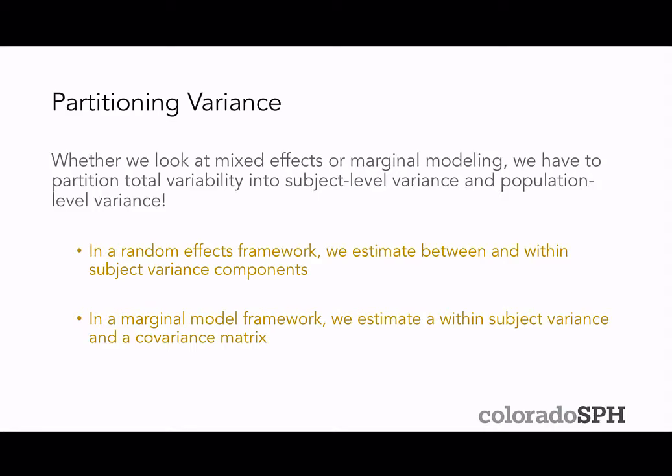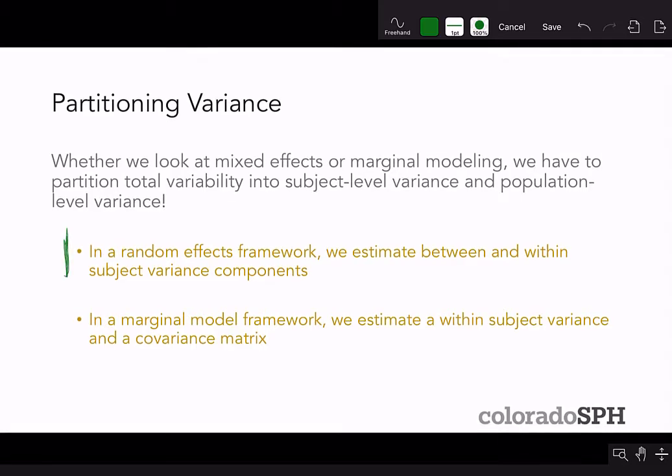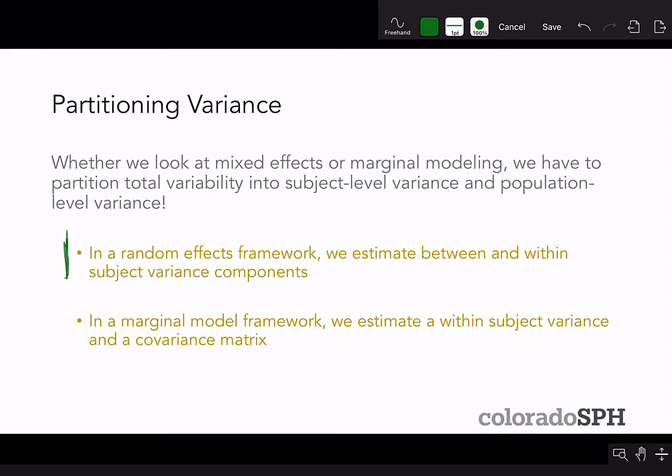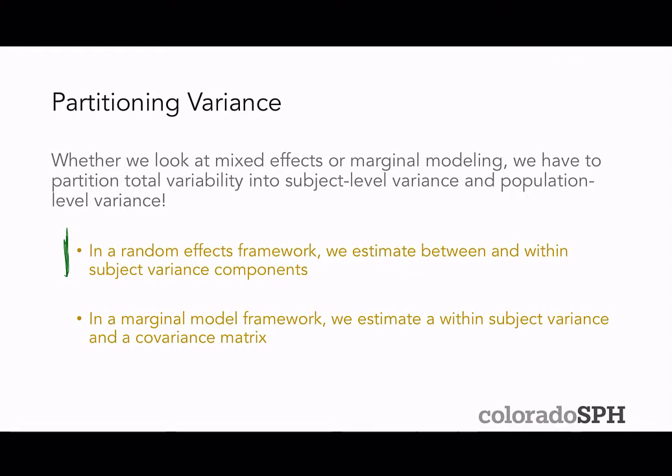So whether you're looking at a GEE or a linear mixed model, we have to partition total variability into subject level variance and population level variance. In the random effects framework, we'd estimate the within and between subject variance components explicitly. And in a marginal model framework, we estimate a within subject variance and a covariance matrix.